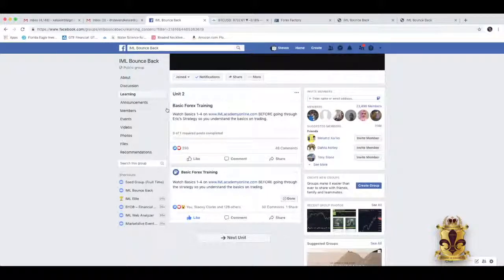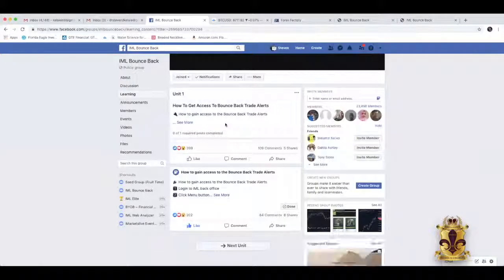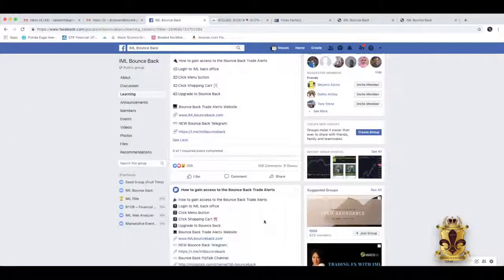To get the information for the Bounce Back, you want to click on Unit 1, how to get access to Bounce Back trade alerts. You want to click on that. Now, make sure that you have downloaded Telegram on your trading devices, because you're going to need it, whether it's on your desktop, laptop, whatever trading device you're using, or on your phone for Androids or Apple phones. At the top, you can see this here. You click on Bounce Back, and then you have your Telegram here. So for Mac products, the iPhone, you use the top, and for Androids, you use the bottom one.